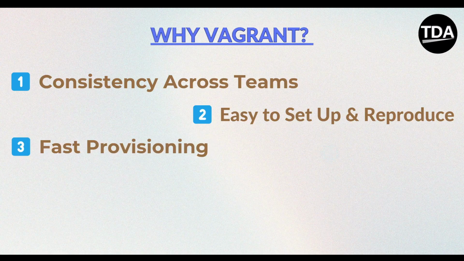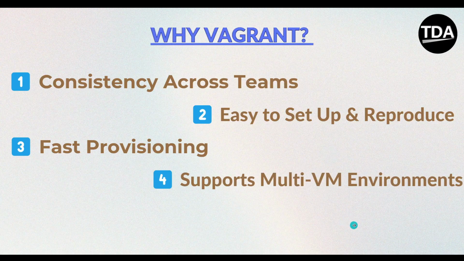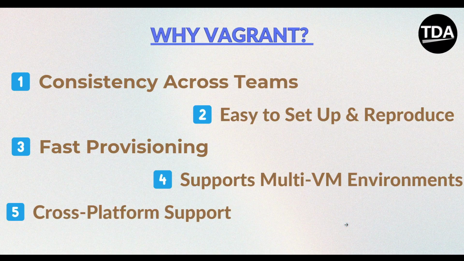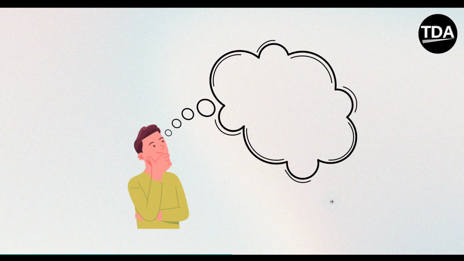Fast provisioning. Instead of spending hours setting up software and dependencies, Vagrant does it automatically in minutes. Supports multi-VM environments. If your project requires multiple servers like a web server, database, and a cache server, Vagrant can set them up all at once. Cross-platform support. Whether you use Windows, macOS, or Linux, Vagrant ensures your project runs the same way everywhere. Many companies use Vagrant to manage their development environments. Now that we know what Vagrant is and why it is useful, let's talk about how it actually works.